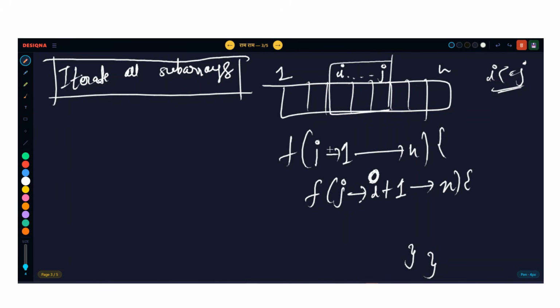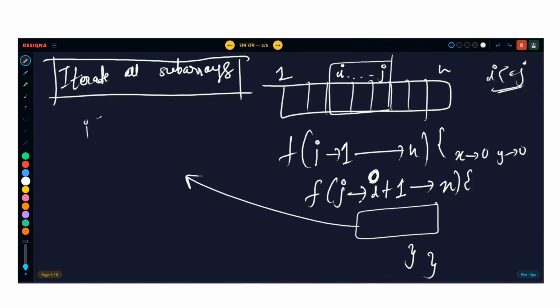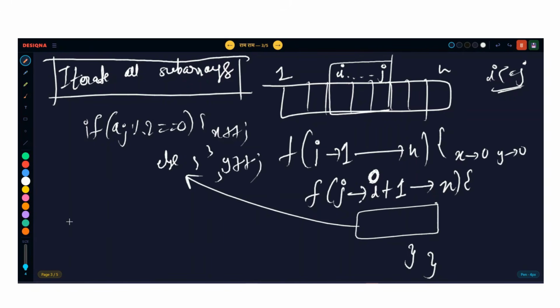Now, how will you know how many odd elements are there or even elements are there? Very easy. I will just write here that at the initialization after the first loop, I will write x as 0, y as 0. Now, here in this part, what I will write? I will write if aj mod 2 is equal to 0, it means it's an even element, x plus plus. Else, if it is not even, then what is it? y plus plus.